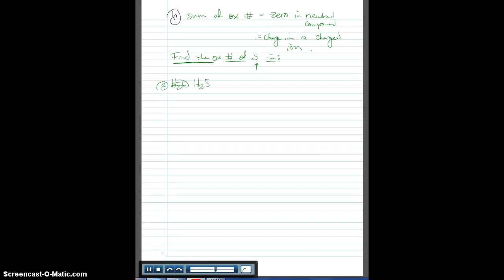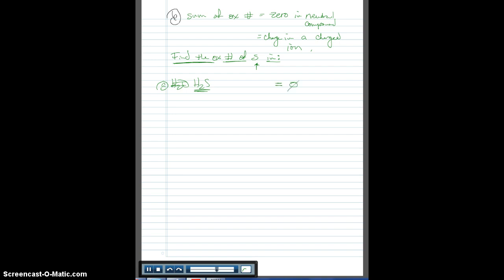How we find oxidation. Okay, so what we're going to do as our examples, we're going to find the oxidation number of sulfur in a few different examples. So we'll start off with the compound H2S, hydrogen sulfide, and we're going to find this oxidation number. We're going to use rule number 6, which says the sum of oxidation numbers is 0 in a neutral compound. This is a neutral compound, so we're going to set it equal to 0.